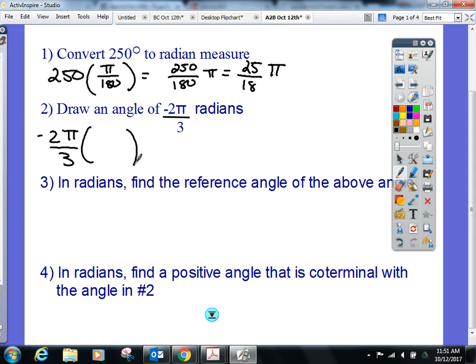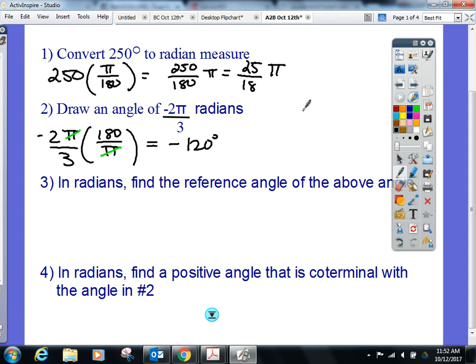What's your conversion now? Multiply by 180 over pi. Pi's cancel each other out. That's why the pi's on the bottom. When you convert radians to degrees, and this will be negative, Cooper, 120.